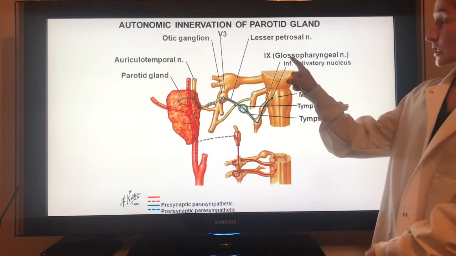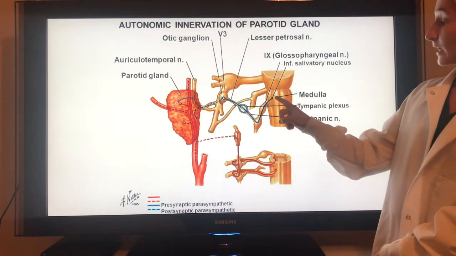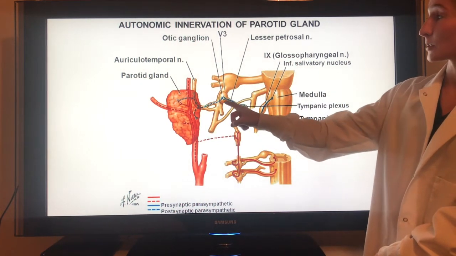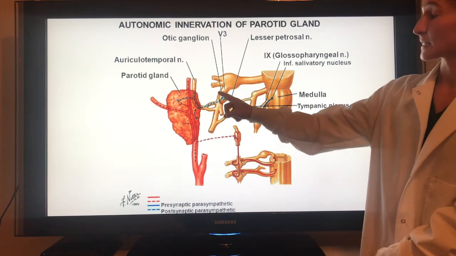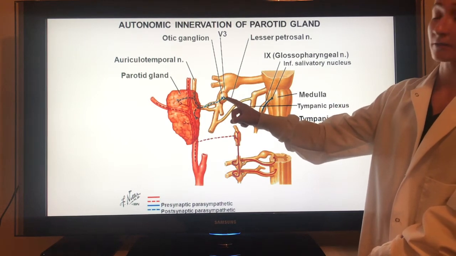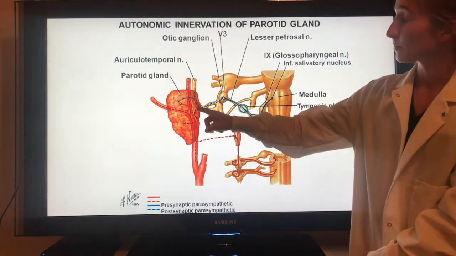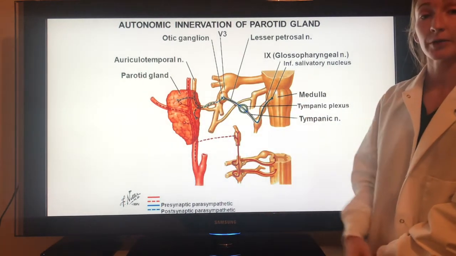The glossopharyngeal nerve, or cranial nerve 9, conveys presynaptic parasympathetic fibers to the otic ganglion. Here they synapse with postsynaptic parasympathetic fibers. These fibers are conveyed to the parotid gland through the auriculotemporal nerve.